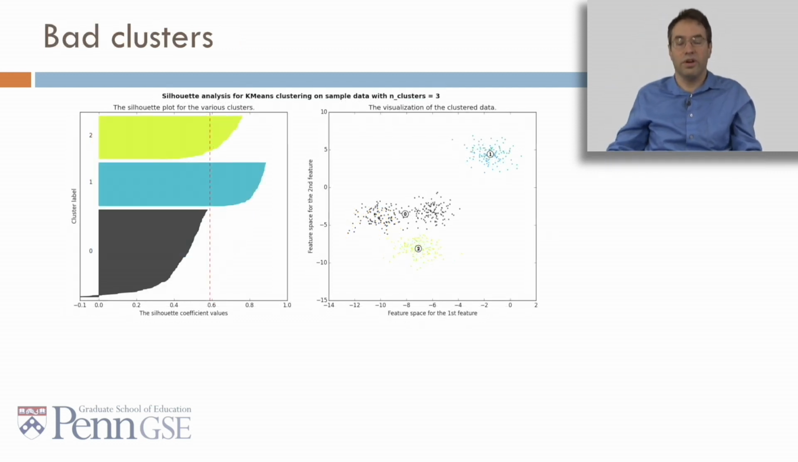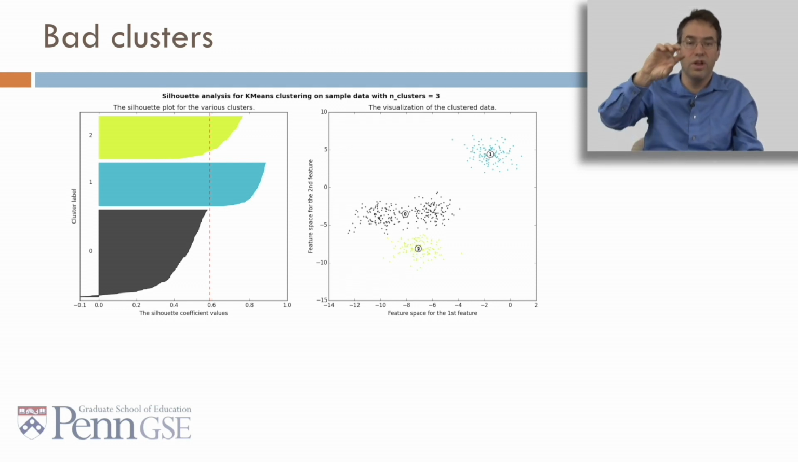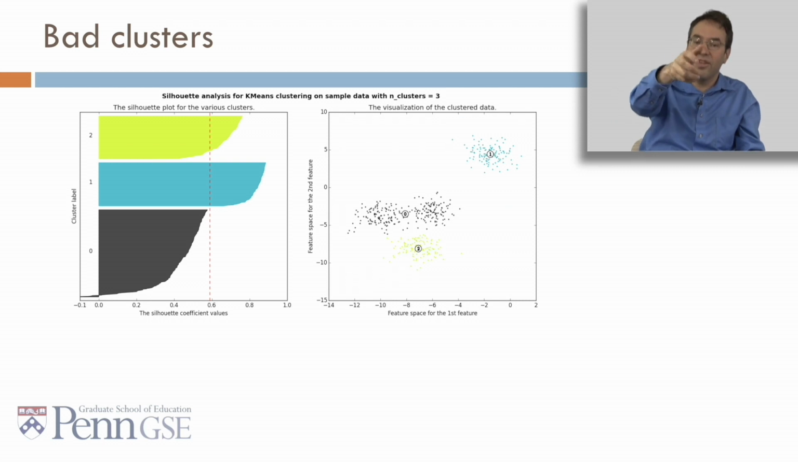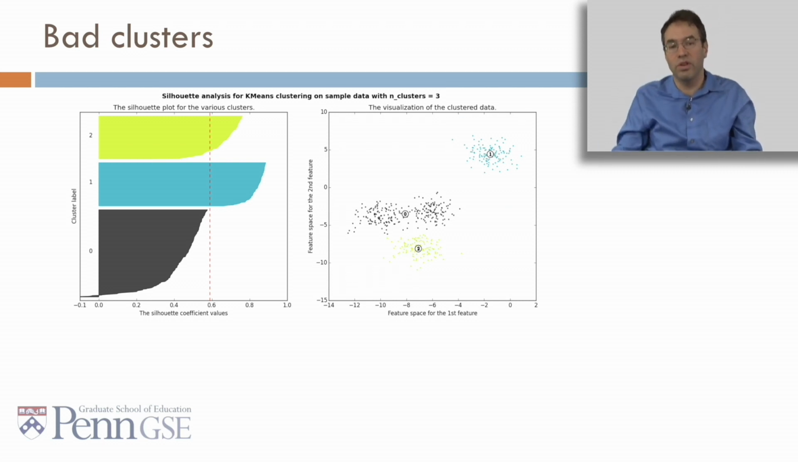Here's a bad clustering. We now have 3 clusters, yellow, blue, and black. Well, blue's pretty good, but black has a lot of data points that are in the middle between the 2 black kind of subclusters that end up being very close to yellow-green. So as a result, we have a bad clustering here, and we have a relatively bad average value, the vertical line.